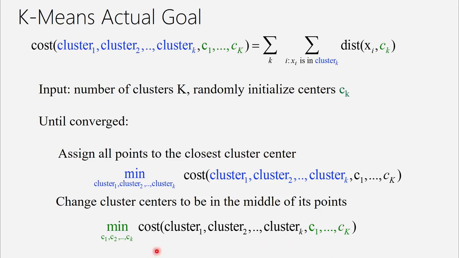And this minimizes the cost of those reference points, fixing those cluster assignments. So k-means is sort of an alternating minimization scheme. First it's minimizing the cost over the cluster assignments, then it's minimizing the cost over the cluster centers. So it's alternating between the two. So we call it alternating minimization.